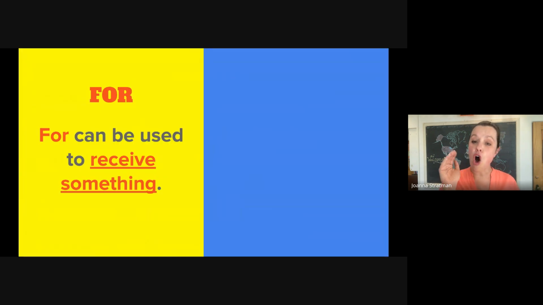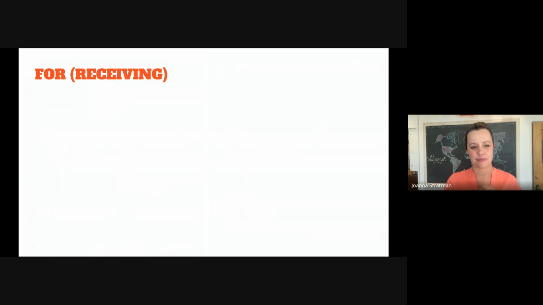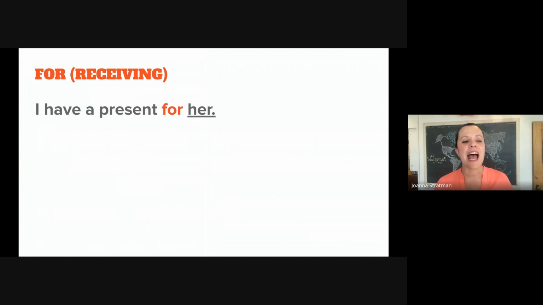Okay, my friends, we also use for when we receive something. And we often use this again for gifts or the intended targets of something. Let's look at some examples. I have a present for her. So the intended target of this gift is her. I have a present for her. And again, this is another word that is similar to gift, gift and present.